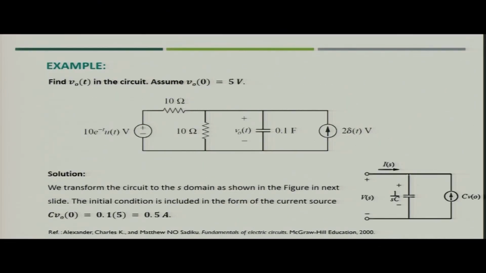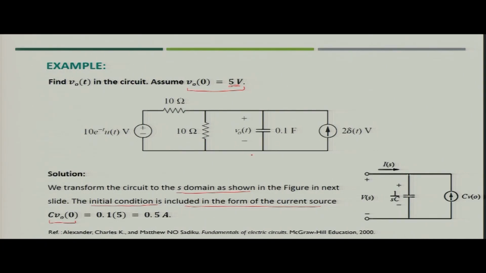Now, let us see another case when you have the initial condition, that is voltage V across the capacitor and the value is 5 volt. So, we will first transform the circuit into S domain. We will see the complete circuit in the next slide, but we have to first see that the initial condition which is given will have the current source, that is C V naught, because if you see these all are connected in parallel, it means that Kirchhoff current law would be the most suitable option.